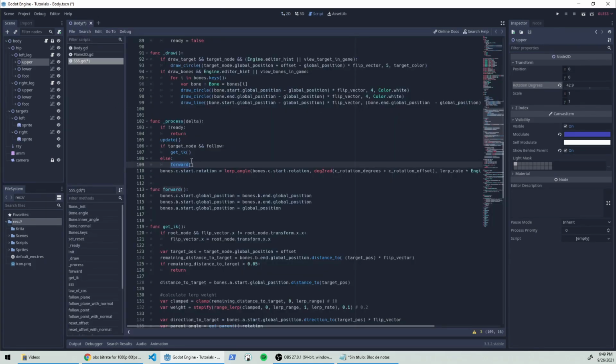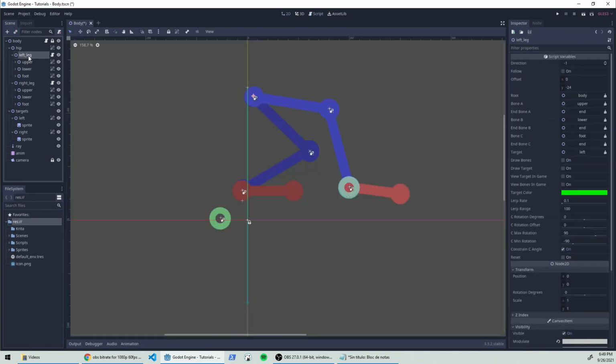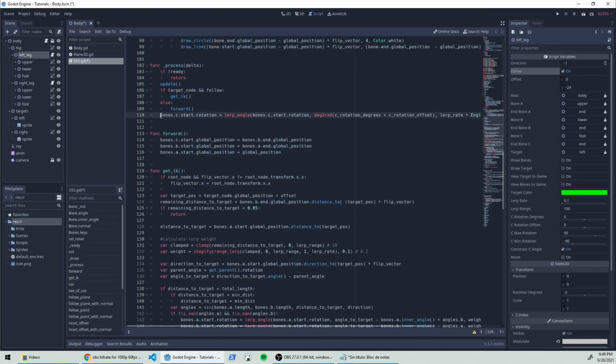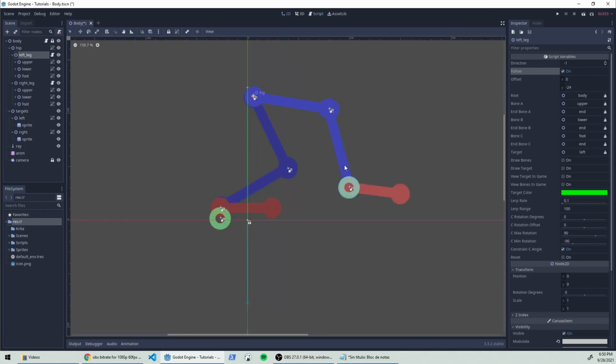And if we are following, then we use that one. So let's set it to follow. And then the last thing we do is we combine our rotation degrees plus our rotation offset, and we use lerp angle because lerp angle helps us wrap.